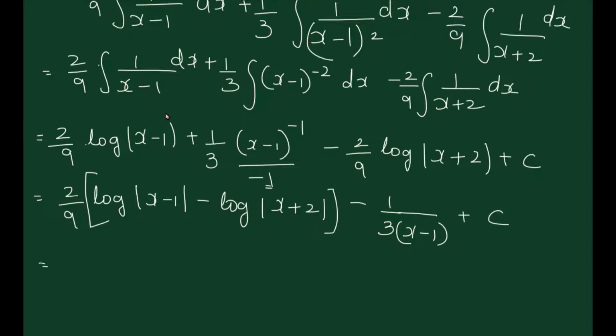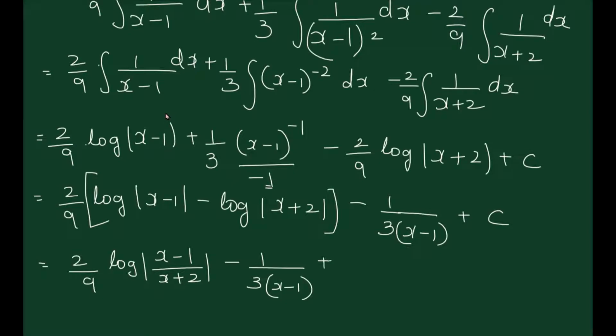Now one more step to get the final answer which they have given behind in the textbook, that is 2 upon 9. You know that when two logs are subtracted, we can combine them and write them one upon the other. So we get 2 upon 9 log mod of x minus 1 upon x plus 2 minus 1 upon 3 into x minus 1 plus c. So this becomes your final answer.